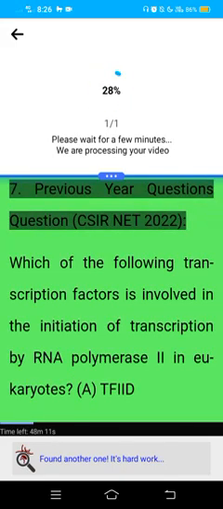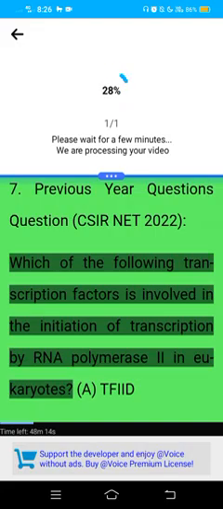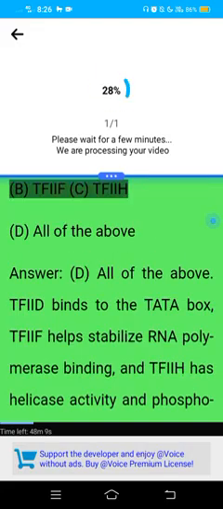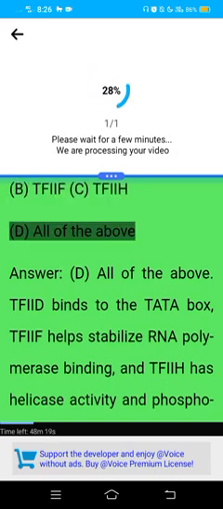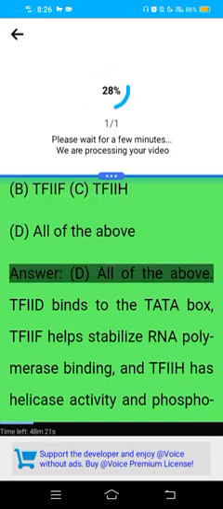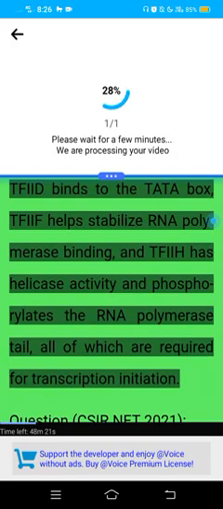Question. CSIR NET 2022. Which of the following transcription factors is involved in the initiation of transcription by RNA polymerase II in eukaryotes? A. TFIID. B. TFIIF. C. TFIIH. D. All of the above. Answer. D. All of the above. TFIID binds to the TATA box. TFIIF helps stabilize RNA polymerase binding, and TFIIH has helicase activity and phosphorylates the RNA polymerase tail, all of which are required for transcription initiation.